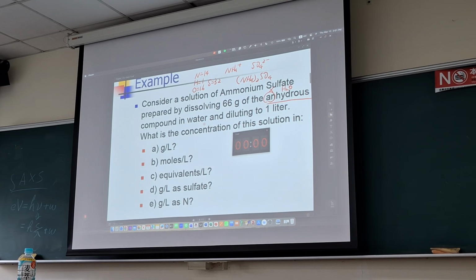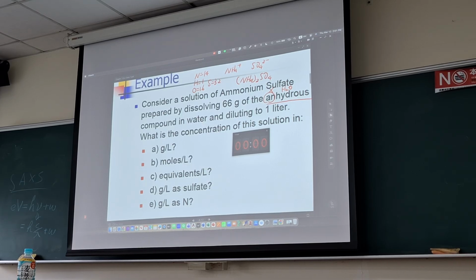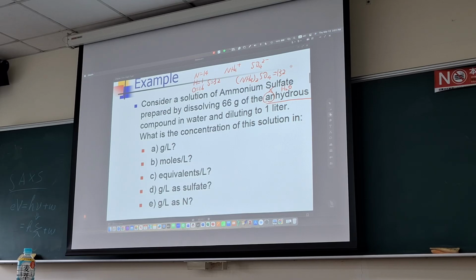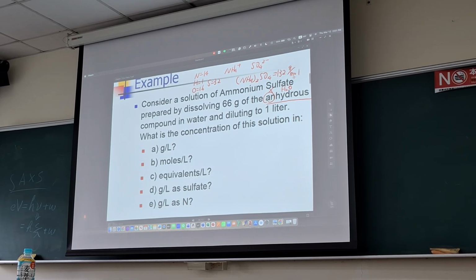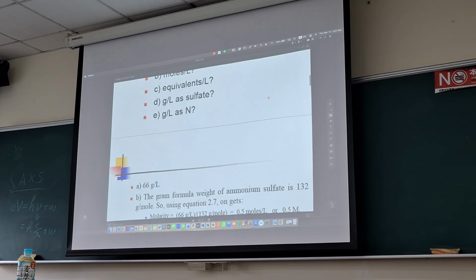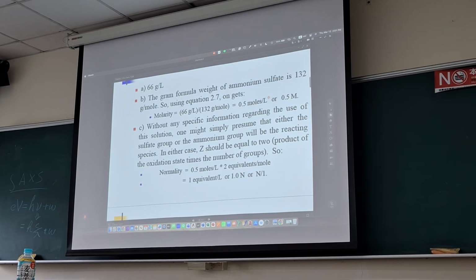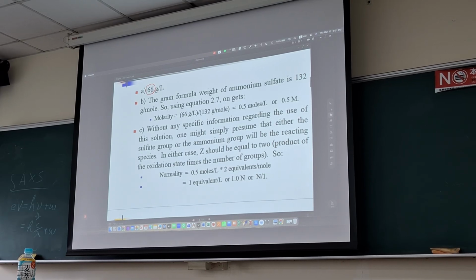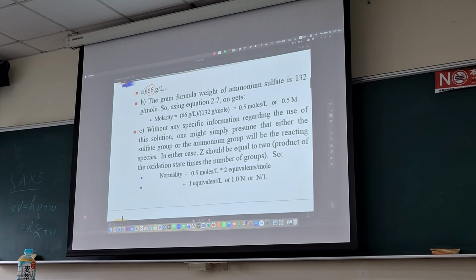Okay, time's up. First of all, we need to find the molecular weight of ammonium sulfide. Ammonium sulfide will be 132 grams per mole. Let's find this out first. For question A, it's super easy. Just 66 grams over 1 liter, so the answer is 66 grams per liter.